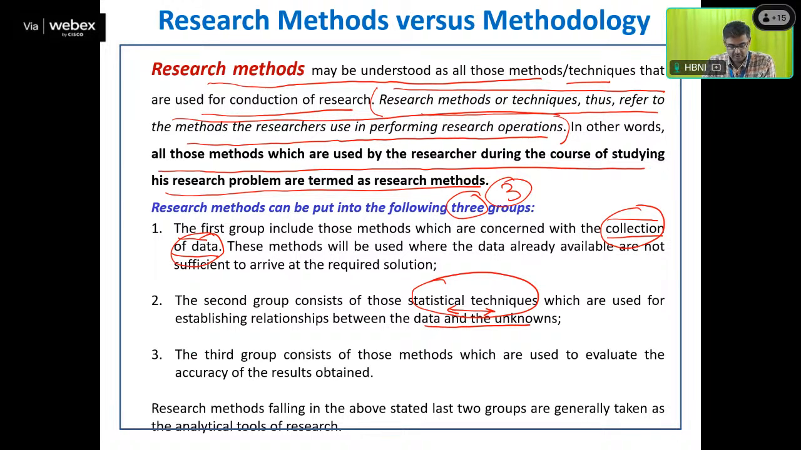The third group consists of those methods which are used to evaluate the accuracy of the results obtained. All these three groups you will study in detail in future classes; we are just giving an introduction. Accuracy, precision, and many other definitions will come in due course. Those who are in the analytical field have to report the accuracy and precision of the results obtained. That also falls under the category of research methods.